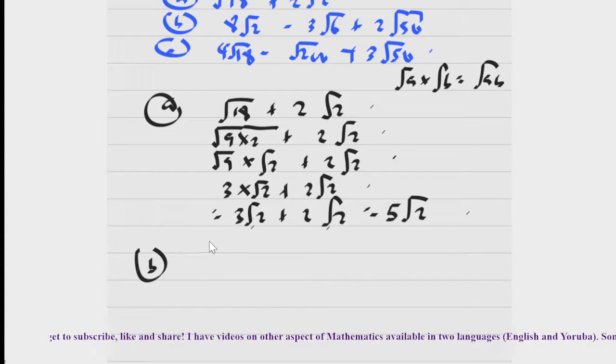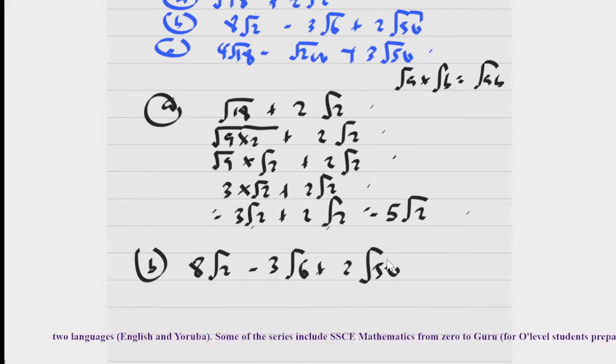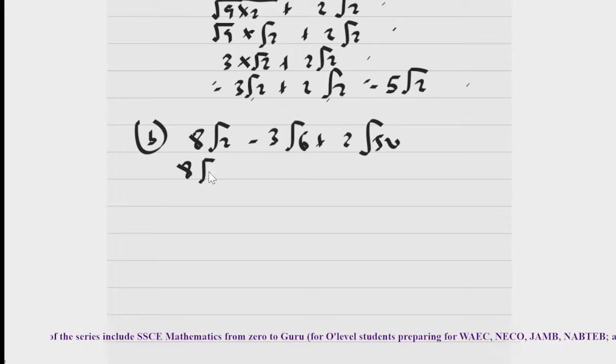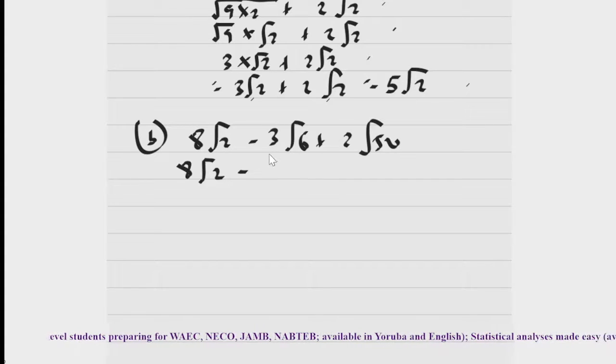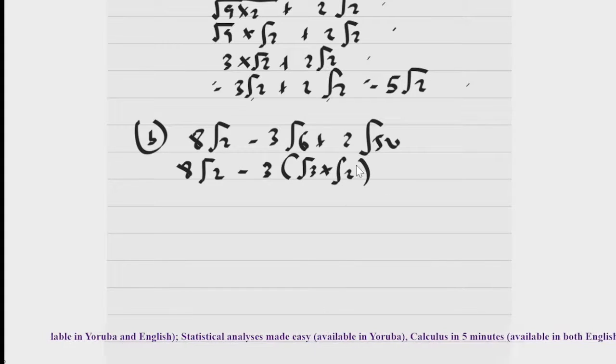Let me do the second one. Number 2, we have 8 root 2 minus 3 root 6 plus 2 root 50. This is not difficult to do as well. So then you have 8 root 2. You can't simplify this because it's already in its simplest form. Root 2, you cannot simplify it further. But root 6 can give you root 3 times root 2. So although one of the factors of 6 cannot give you a perfect square, you understand now.